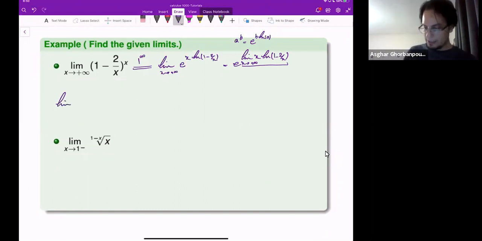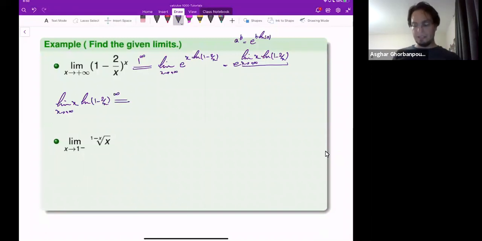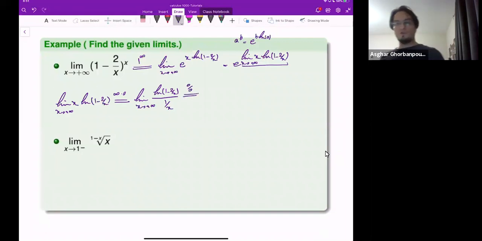Look, limit of x ln of 1 minus 2 over x as x goes to plus infinity. Limit of the first one is infinity. Limit of the second one is ln of 1, which is 0. So we know how to deal with those guys. Write one of them as 1 over 1 over x, so 1 over 1 over f of x. In this case, I'll write that one. And well, that will turn my limit to a 0 over 0 indeterminate form. And then I can use L'Hôpital.